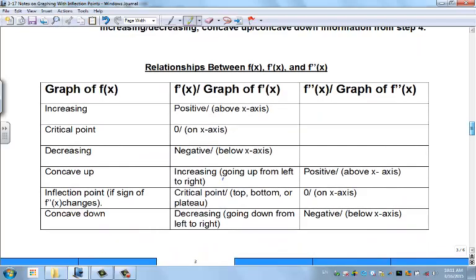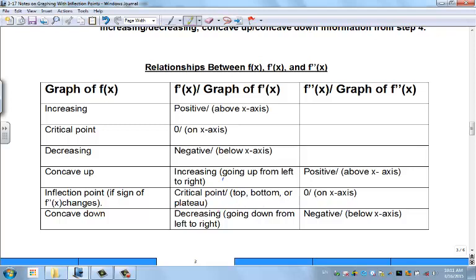Okay, these are relationships between f of x, f prime of x, and f double prime of x that you'll want to use when you do Thursday's homework, because you're going to have some graphs to look at. If f of x has a critical point, then that means that f prime of x has a 0. Or if f of x has an inflection point, then that means that f prime of x has a critical point and f double prime of x has a 0.